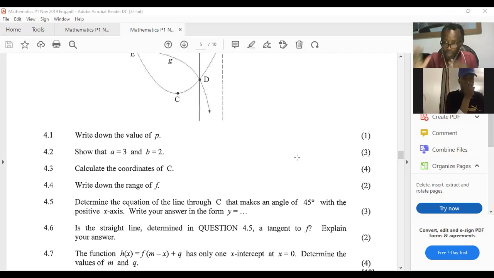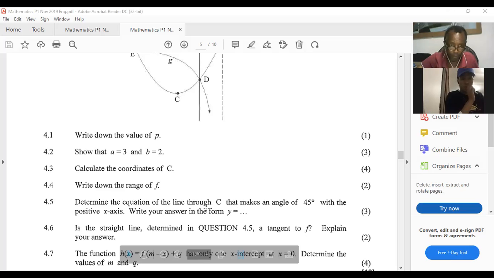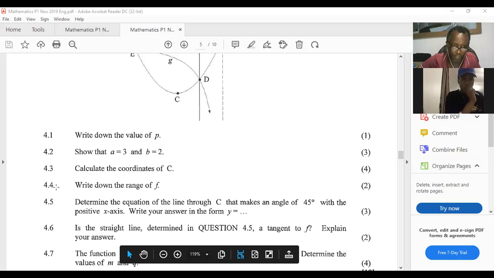But here you write y is an element of a square bracket minus 3, because that is the minimum. Your graph is concave up, so it will have a minimum. Then your graph will continue to go up, that is up to positive infinity. When you go up, you go the positive way. So that will be for 4.4.